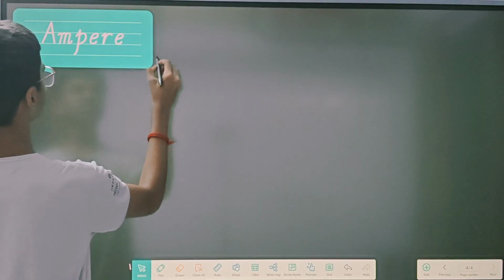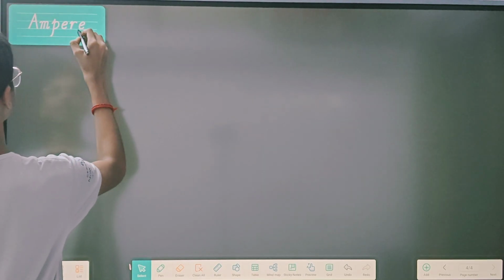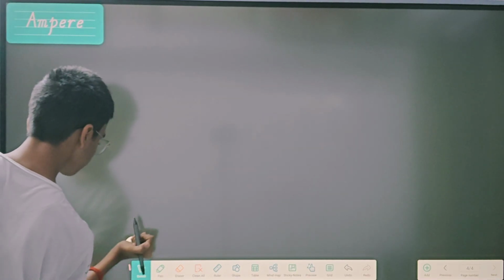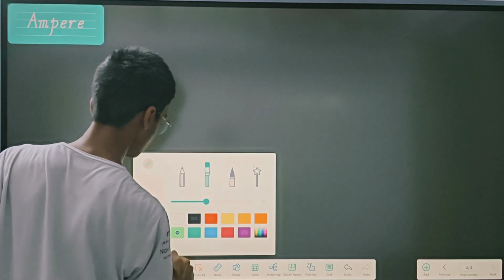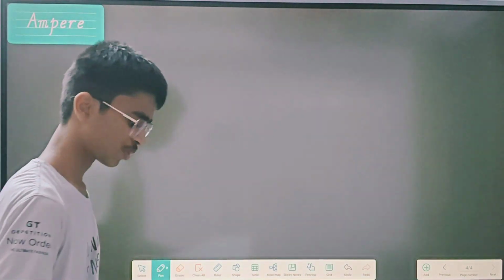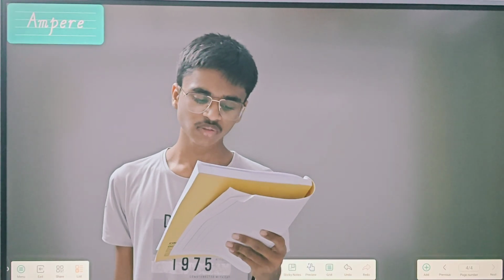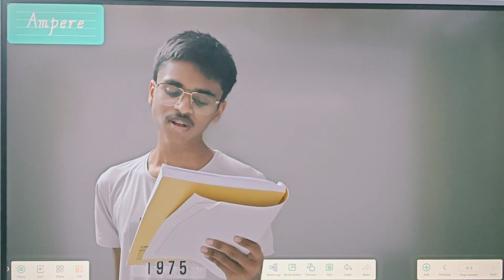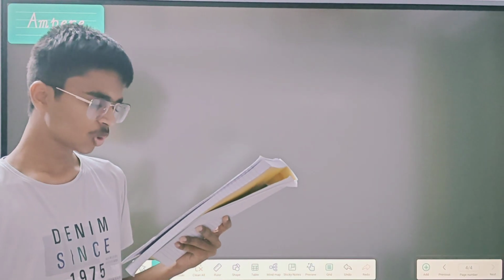Okay, so what is the definition of ampere? It is actually the current through a wire. Okay, I too don't know, I will also read it. The current through a wire is said to be 1 ampere if 1 coulomb of charge is flowing per second through a cross section of a conductor.